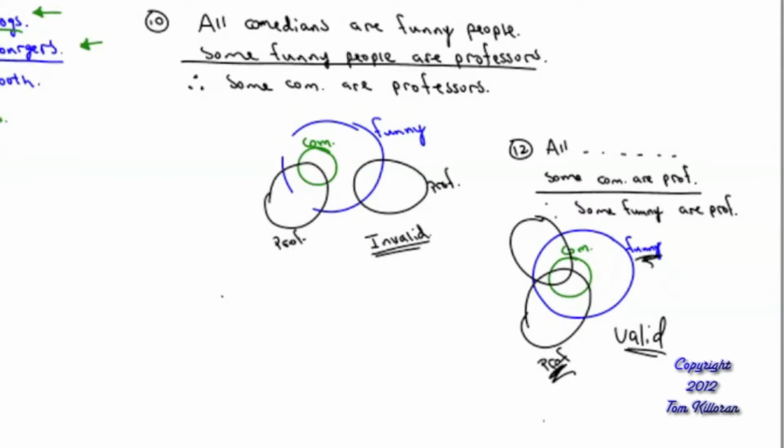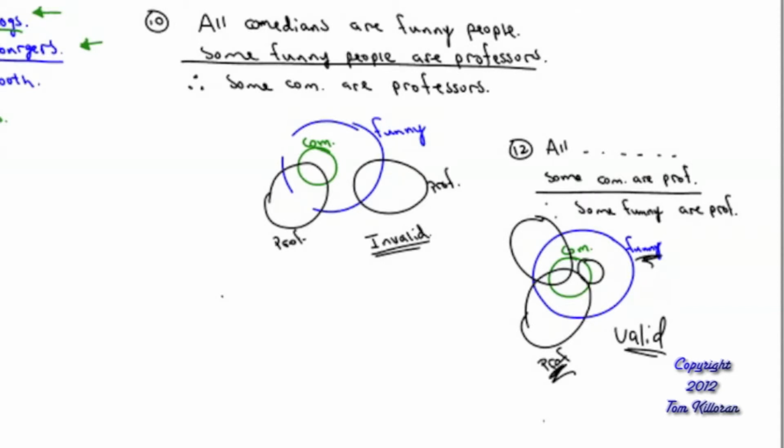Okay, thank you. Like that second sentence of number 12, where it says some comedians are professors. You wouldn't just intersect it with the comedians, right? You could have it in here like this. Yeah, you could do that. But even then, actually, that becomes even worse. That becomes all funny people. No, that's still some professors are funny.